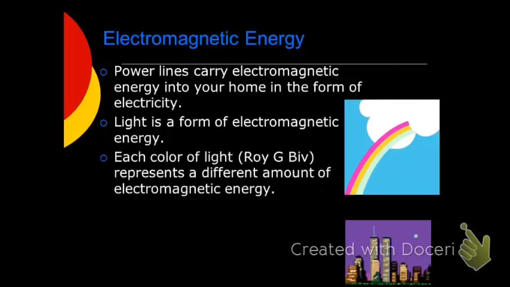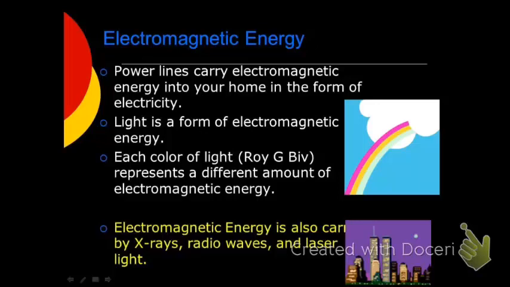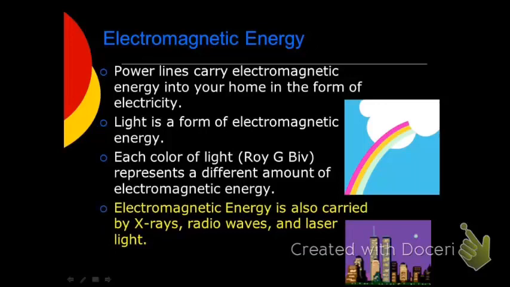Each color of light. Roy G. Biv, those are the colors of the rainbow. Red, orange, yellow, green, blue, indigo, violet. It's a way to remember them. Electromagnetic energy is also carried by X-rays, radio waves, and microwaves. So electromagnetic energy is basically any form of light, any form of wave. Sound is in there too. Infrared, sonograms, all that good stuff.